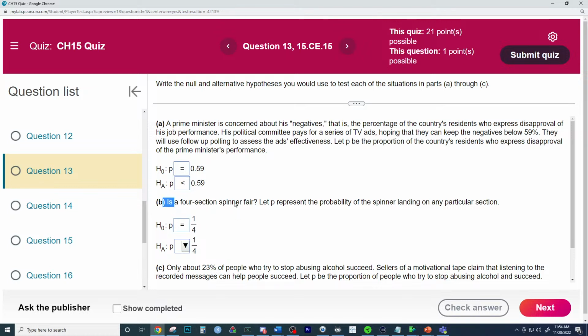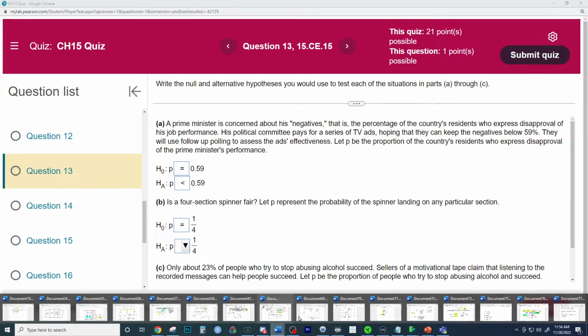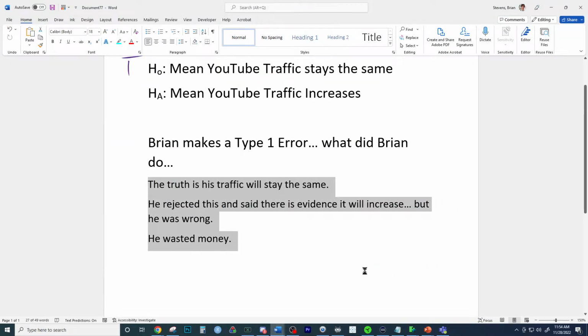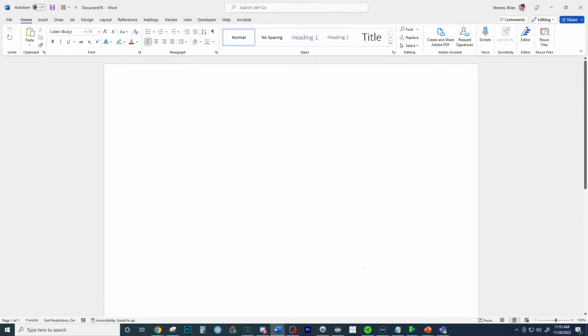But if it's not fair, you would what? So don't even look at the things right here. If it's not fair, then it would occur what? So if it's fair, it would occur 1/4 of the time. But if it's not fair, it would what 1/4 of the time? So like if you have a spinner, and let's say you look at it and you think logically it's fair, it would not occur 1/4 of the time.